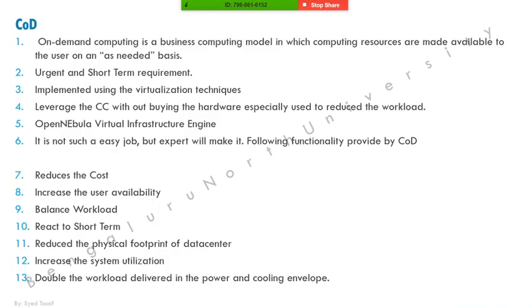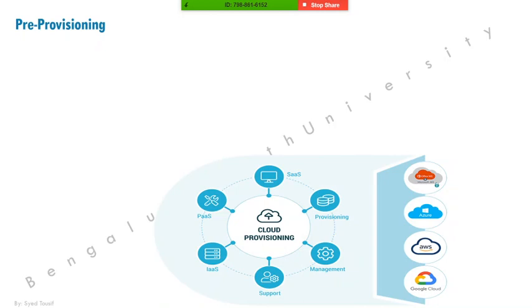So this is some idea about cloud on demand. There is also some pre-provisioning. For example, we know there is a scenario where after some hours we require some extra resources only for a short duration. At that time, we can pre-request the provider to make arrangements for those resources. That is nothing but pre-provisioning.